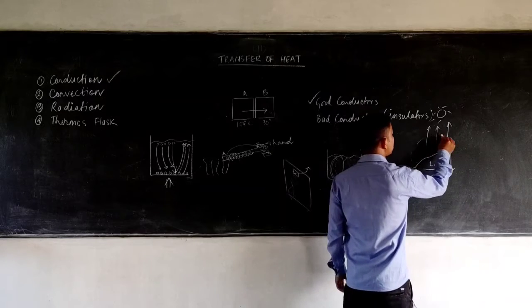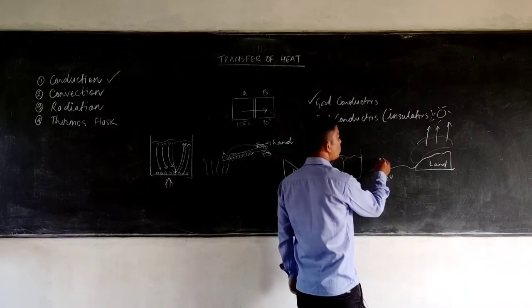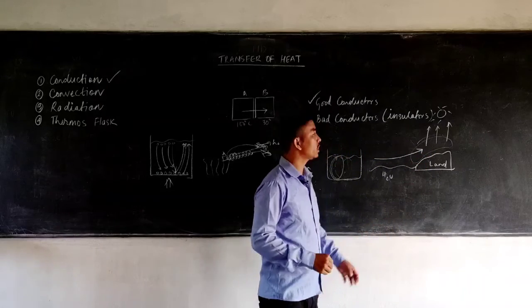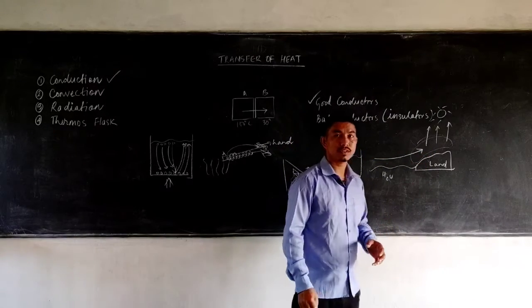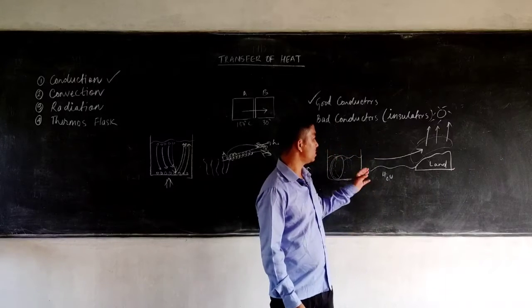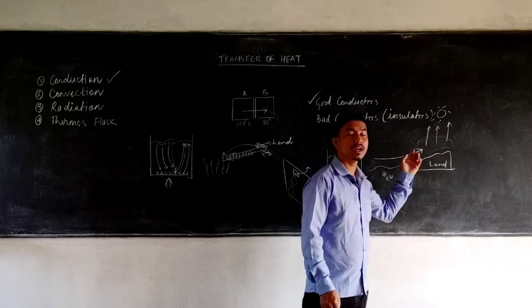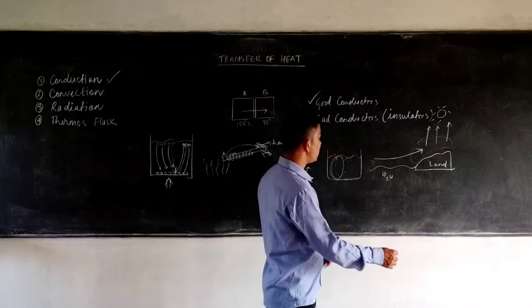Now to fill up this empty space, the cold air from the sea moves towards the land, and that is known as a sea breeze. The sea breeze occurs during daytime, and the sea breeze is the movement of the cold air from the water towards the land side. Now at night, what happens?